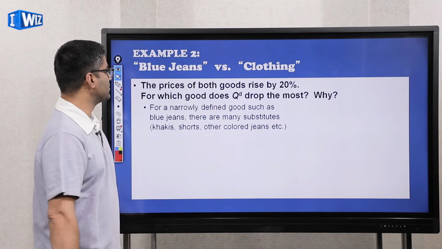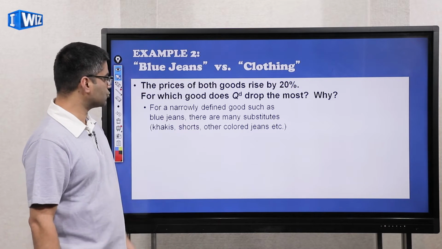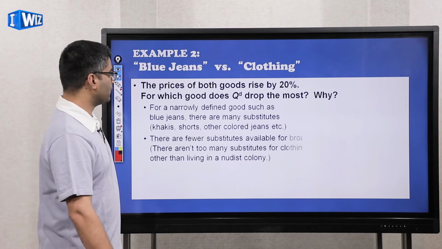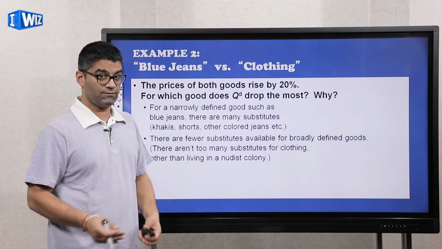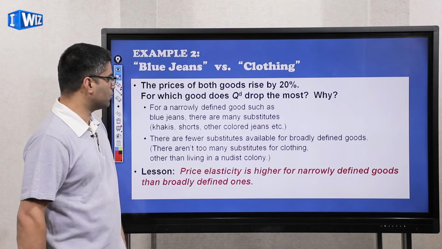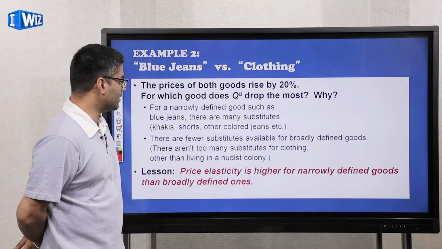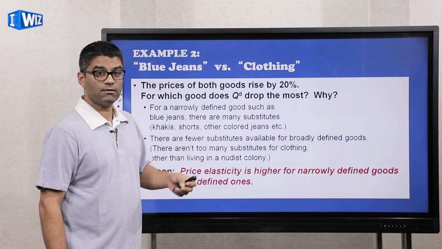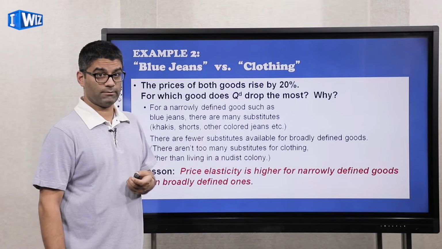All right, so because it's a narrowly defined market, you can wear shorts, you can wear khakis, you can wear other colored jeans, you can wear anything else. But for clothing, there aren't too many substitutes. It's a very broadly defined market. So that's, again, if a good is very narrowly defined, then the demand curve is going to be very elastic versus if it's a very broadly defined market.